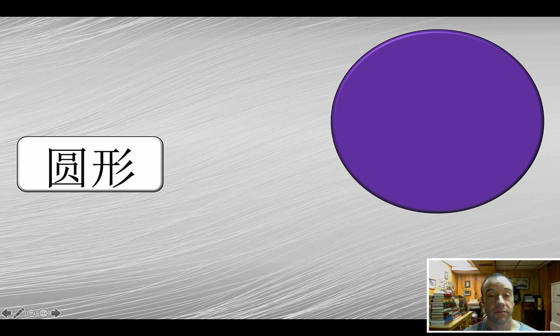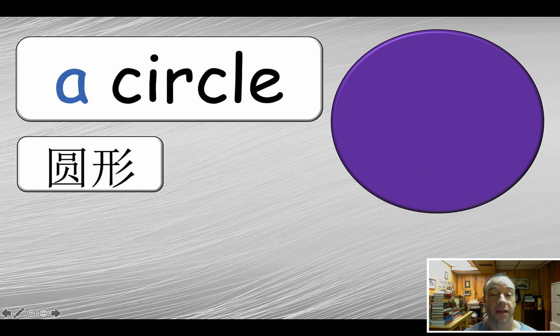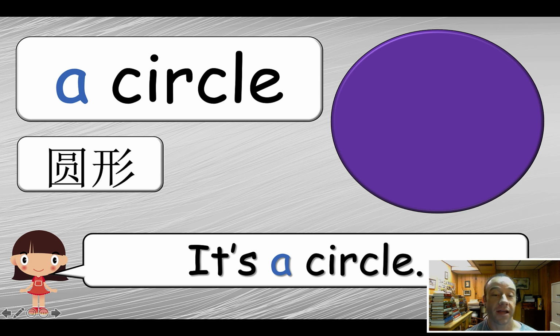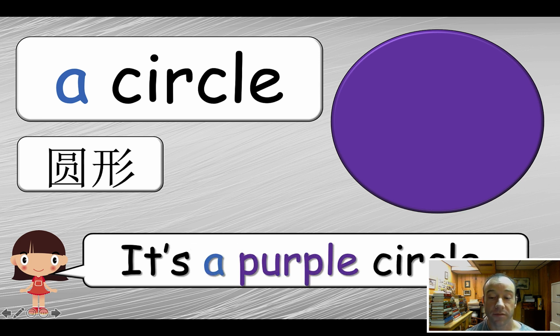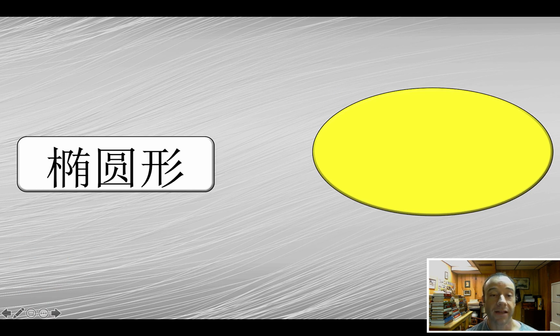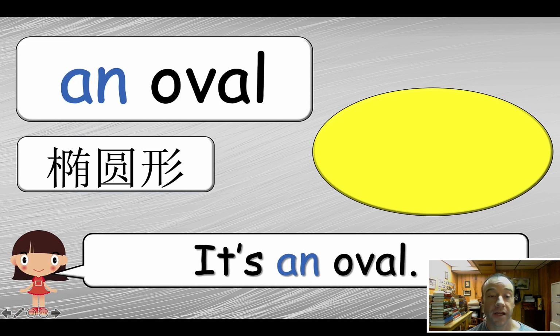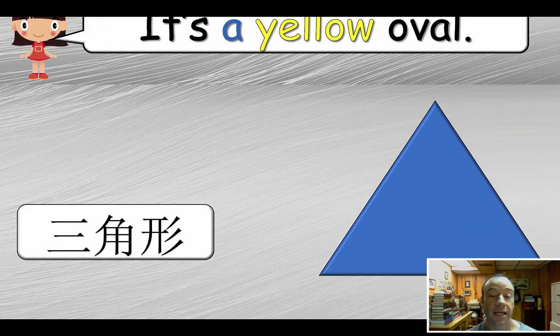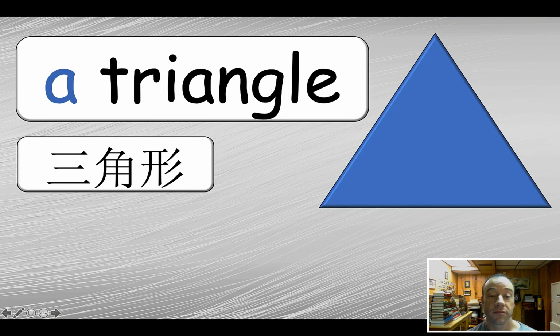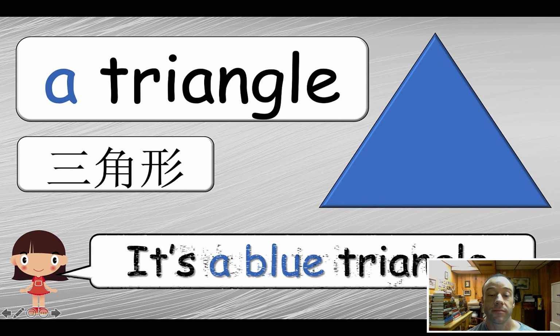And then go through each one like this, show it in their first language, see if they know it, and then the word. Okay, a circle, it's a purple circle. Okay, next one is an oval. It's an oval. Okay, it's a yellow oval. And then we have a triangle. It's a triangle. It's a blue triangle.